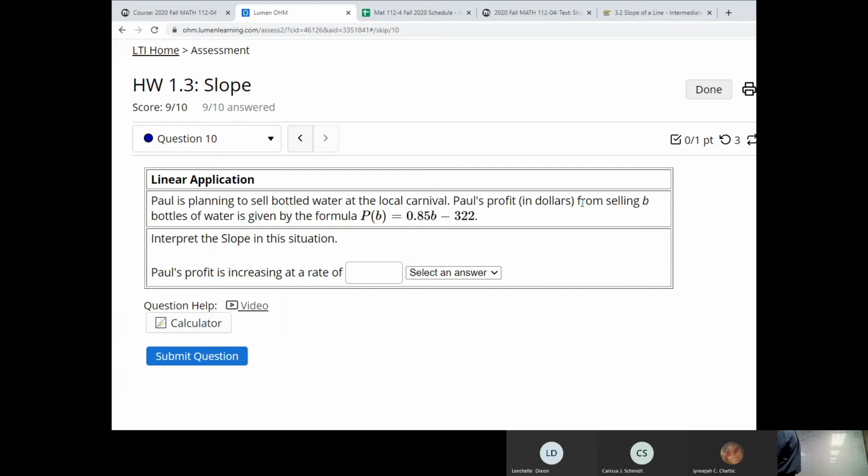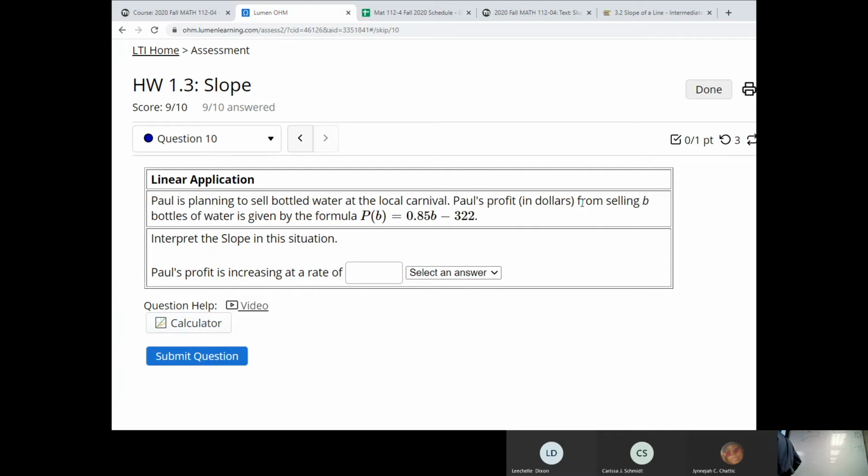Well, to me, it jumps out that every time I have another bottle, I get another 0.85. Well, that must mean the price of each bottle is 85 cents. I'm guessing that this represents dollars. It could represent yen. He might be in a different country, but some unit we don't know. But we know that he does say dollars. Sorry, they did say dollars, that the profit in dollars. So he gets a profit of $0.85 or 85 cents for each bottle.